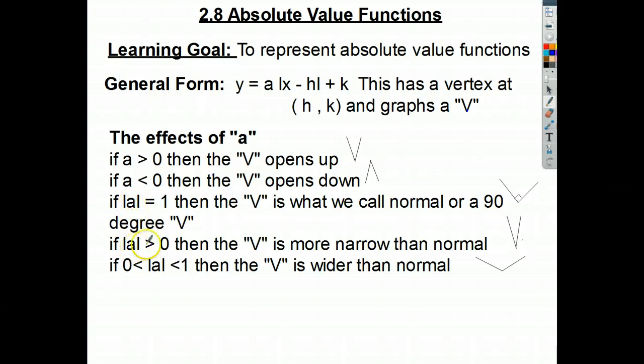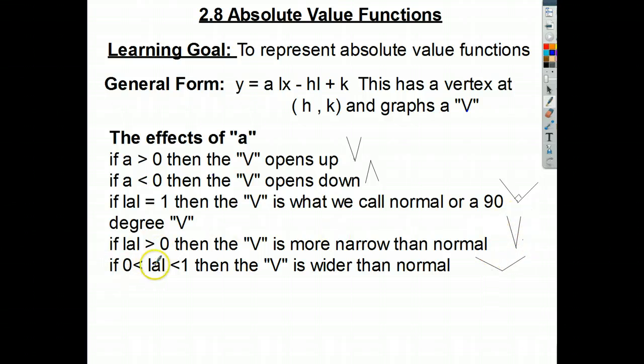If the absolute value of a is greater than 1, which would include 1.1, 5, 10, negative 5, the absolute value of negative 5 is greater than 1, and the absolute value of negative 3/2 is greater than 1. Any one of those numbers, then the v is more narrow than normal. And an example of that might look like this.